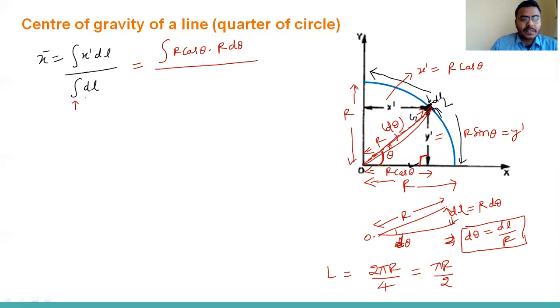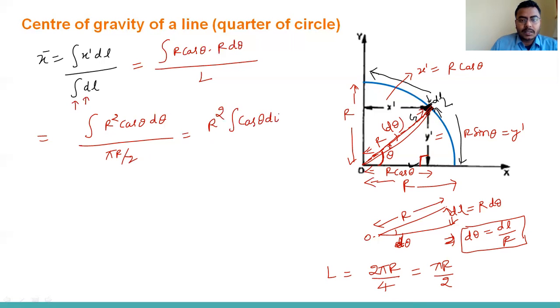Here it is the integration, here it is the differentiation. It will cancel, it will become the total length of this quarter of circle. Now, integration, what we are getting, r square cos theta d theta divided by total length. Total length we have calculated, pi r by 2. Just put this value. Now, r square is constant, we can take it outside of integration. So it will become r square integration cos theta d theta divided by pi r by 2.